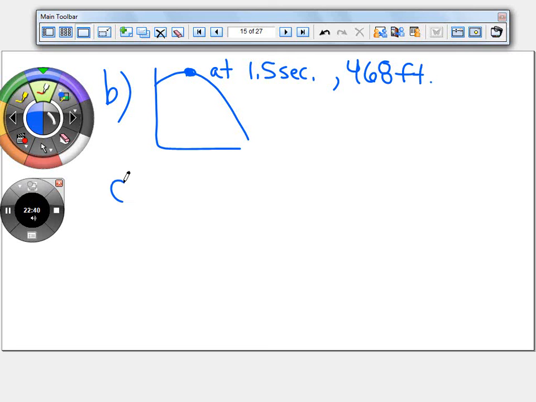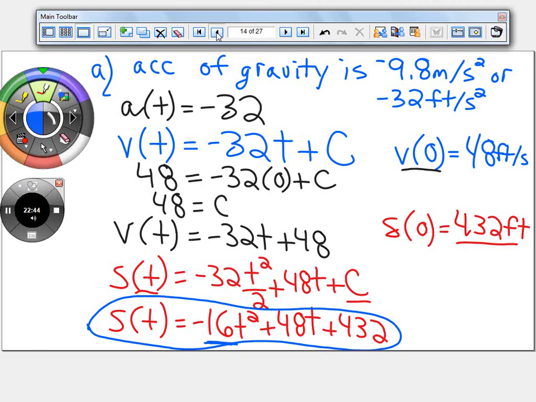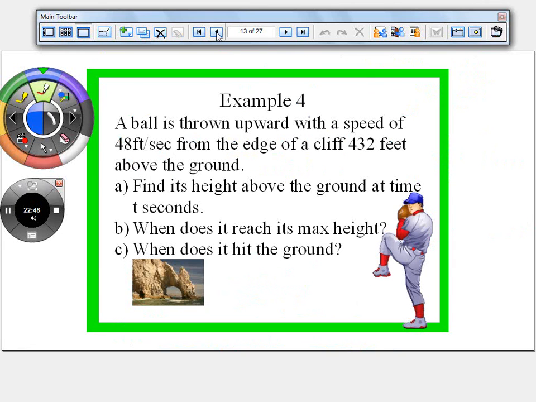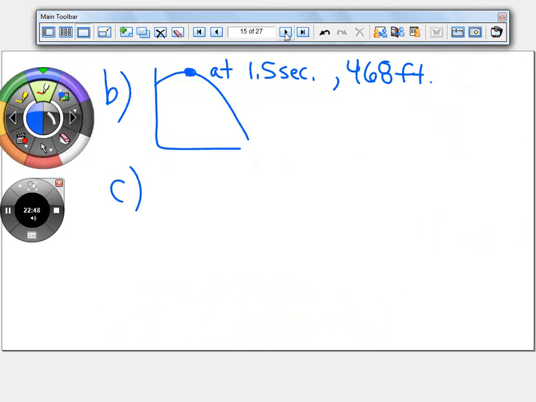And then part C, it said, when does it hit the ground? Well, it hits the ground when it has 0 position there. So all you have to do is figure out the 0 of the function. So you just would look right here, see where it crosses when it has the position of 0, and that's at 6.90 seconds. So that's when it hits the ground.